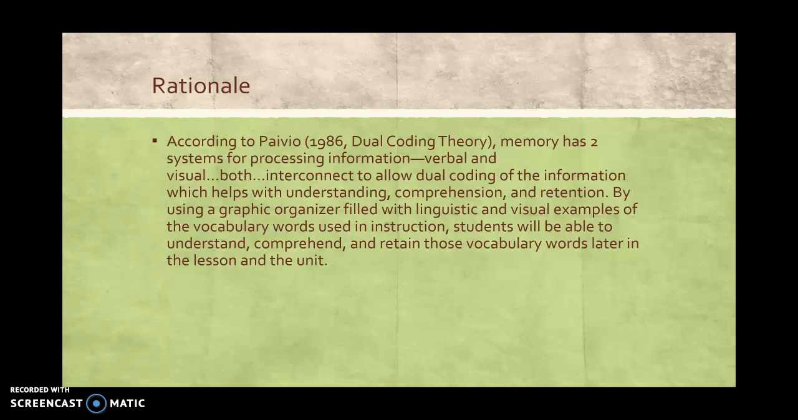So according to Paivio, who in 1986 came up with the dual coding theory, memory has 2 systems for processing information, verbal and visual. Both interconnect to allow dual coding of the information, which helps with understanding, comprehension, and retention. So, by using a graphic organizer filled with linguistic and visual examples of the vocabulary words used in instruction, students will be able to understand, comprehend, and retain those vocabulary words later in the lesson and the unit.